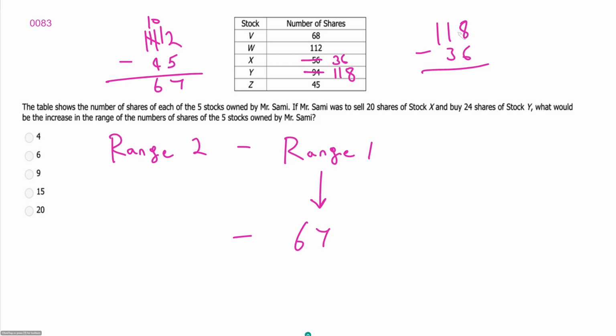So 118 minus 18 is 100. Minus 18 again is 82. So the difference, or the increase in my range, would be 82 minus 67, which is 15. D.